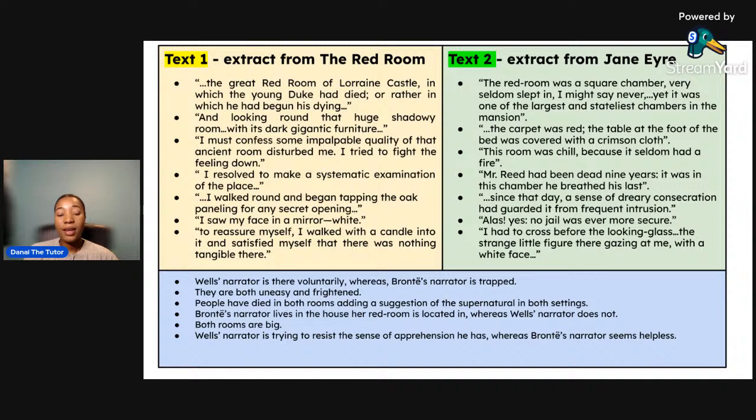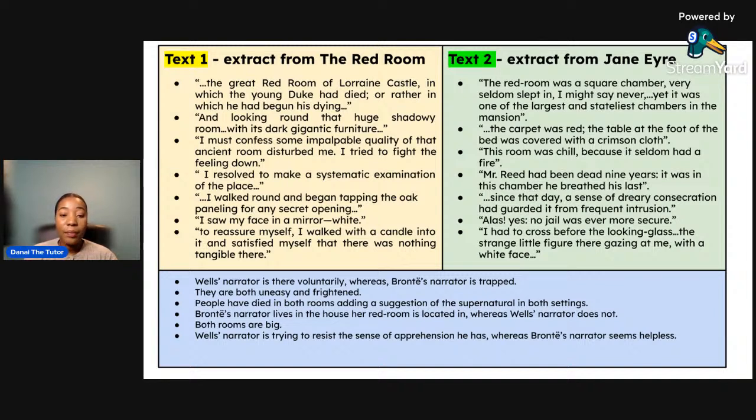The narrator in text one by H.G. Wells is exploring. He's looking around the room, whereas with Bronte's narrator, she hardly moves. She only moves to check if the door is locked. So that's a key difference. They are both uneasy and frightened.